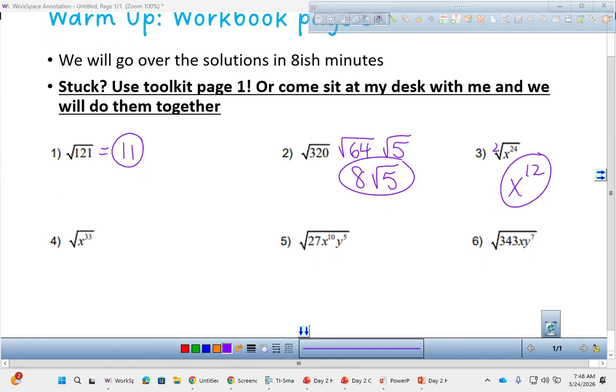If the exponent is odd, though, we'll have to do what we did here, right? So 121 is a perfect square. It was pretty quick. 24 is also a perfect square. It's pretty quick. When it's not a perfect square, like number 2 and 4, you have to split it up. This first exponent will be the highest even number below 33. What's that? 32. And then the second exponent will be a 1. So that together, that's still 33.